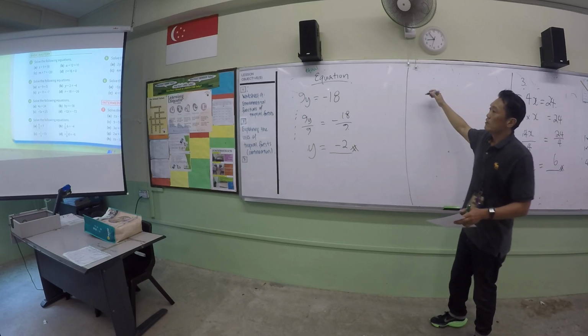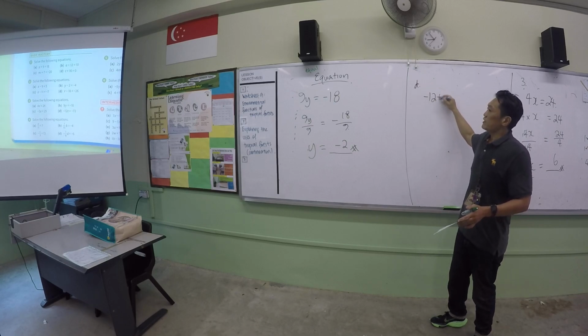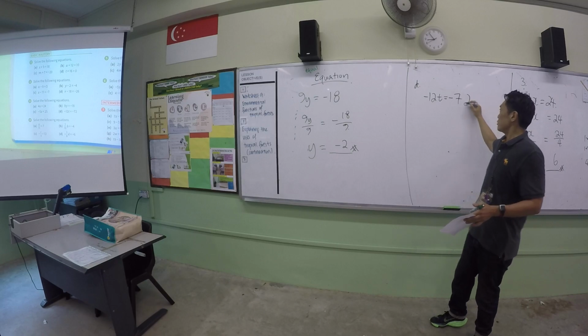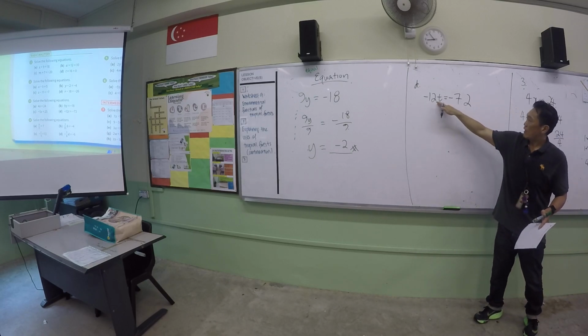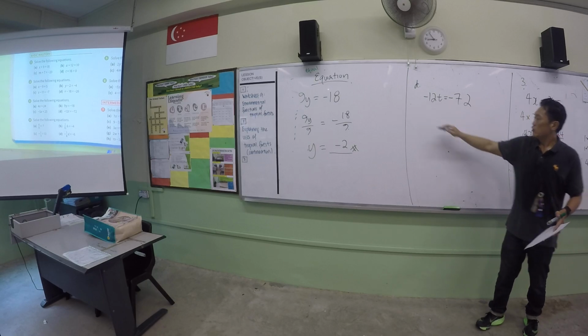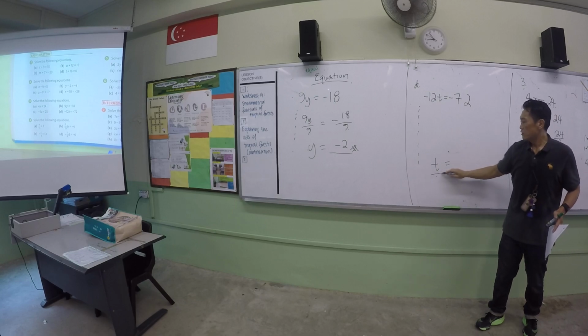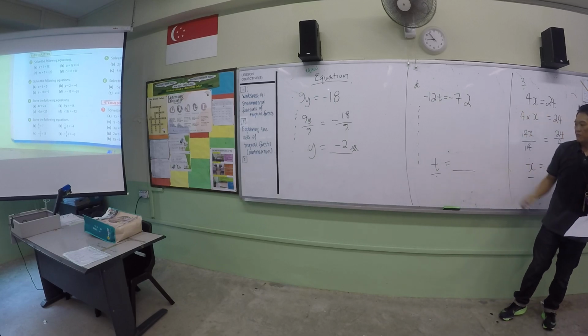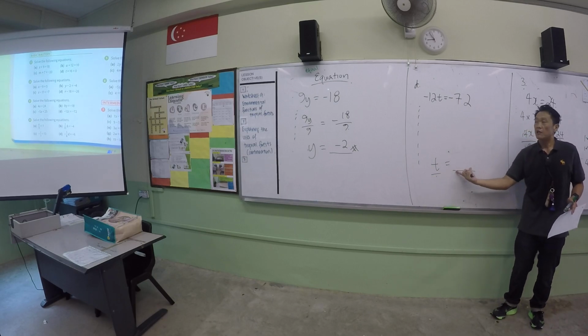Okay? So skip 1, go to B. Minus 12t equals to negative 72. Solving this equation means I want to know what is this value of t. To know the value of t, I can write equivalent equation until t is on one side, all the numbers are on one side, all the other numbers are on one side. Then t must be this number.